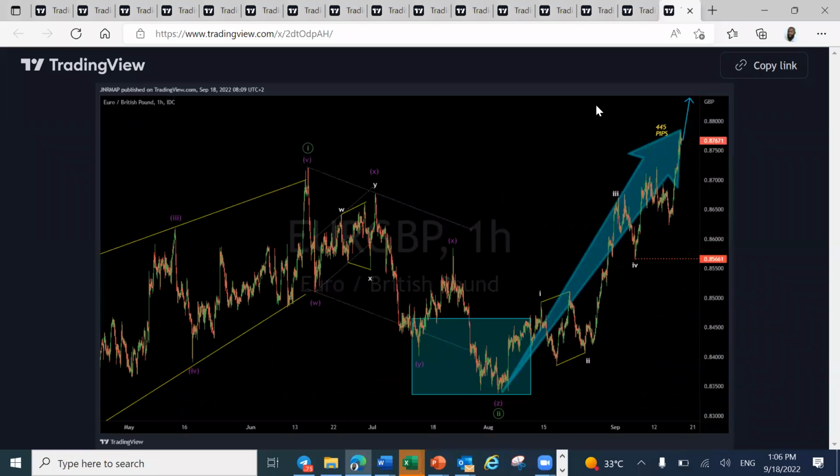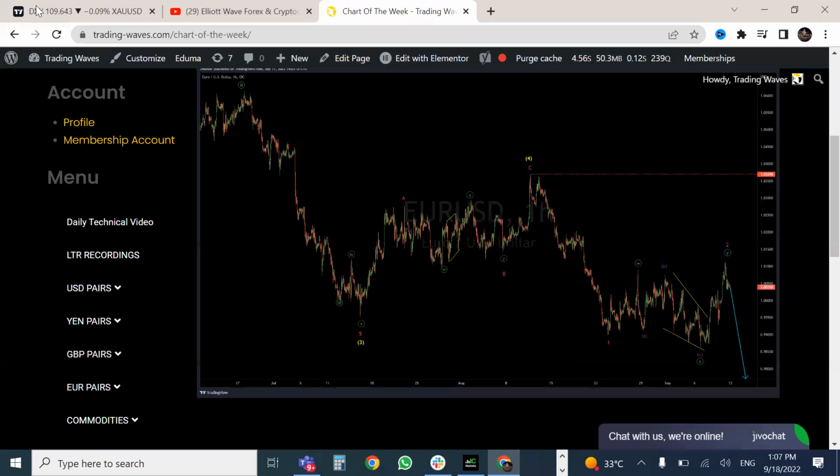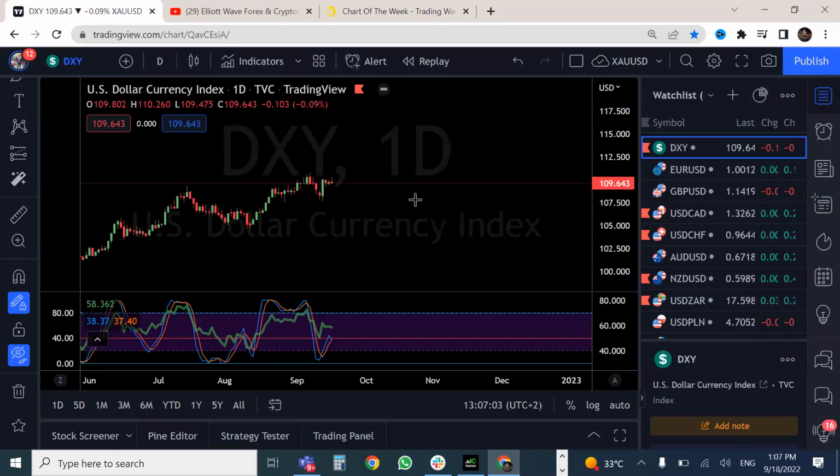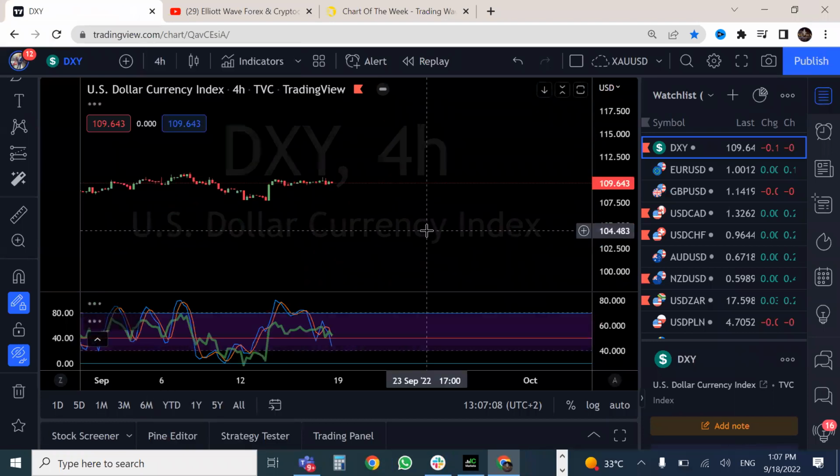Now, what is the outlook going forward? We're still anticipating that the US dollar will continue to push to the upside. Let's have a look at the dollar index. Now, I'm going to look at this on the 4-hour. I think the 4-hour will be the clearest chart that we're going to be looking at.